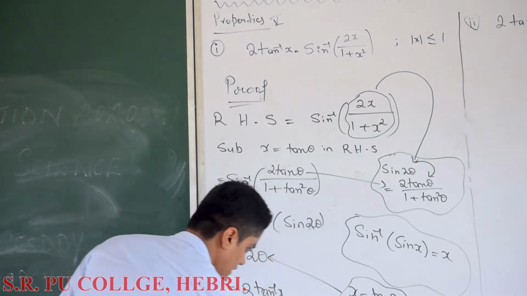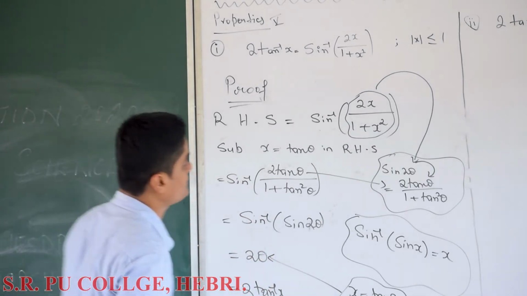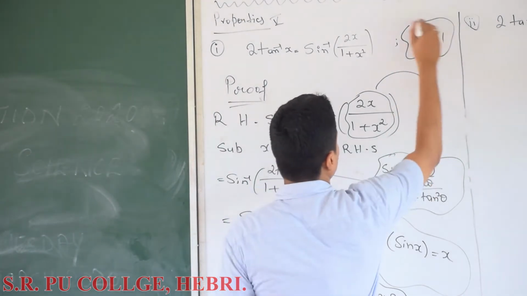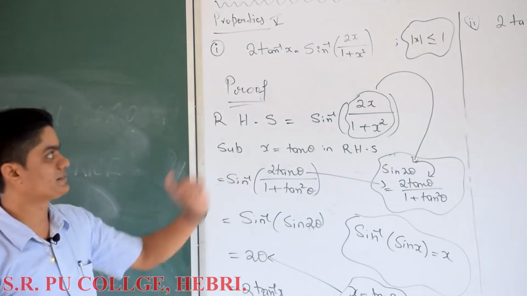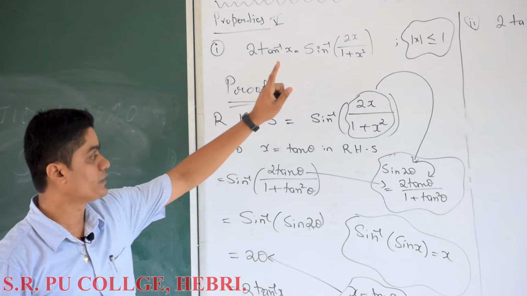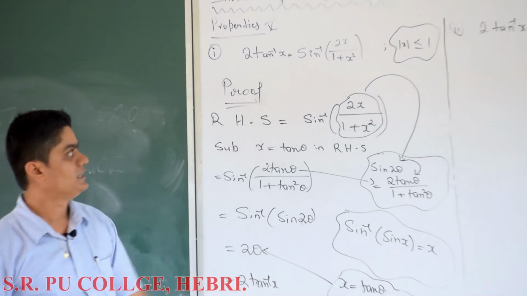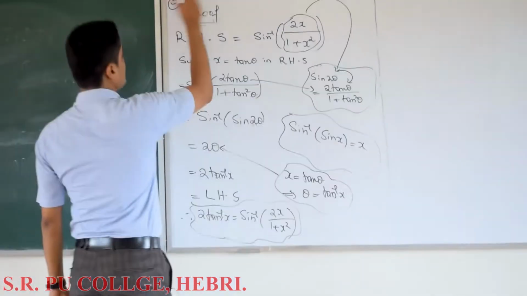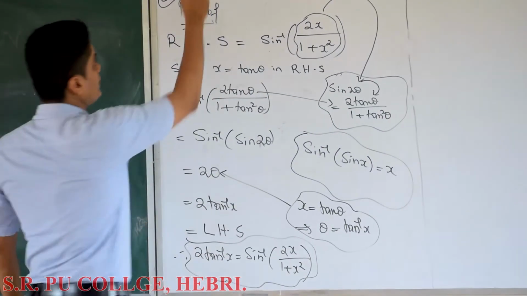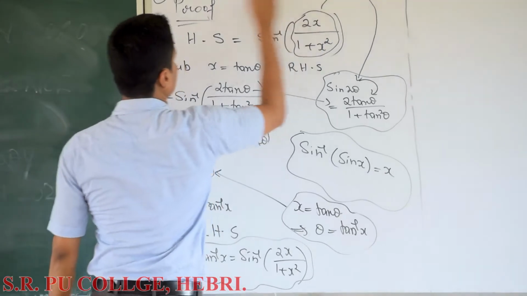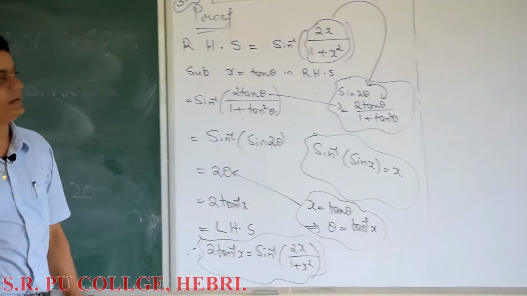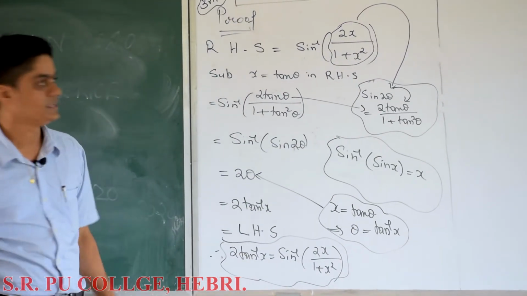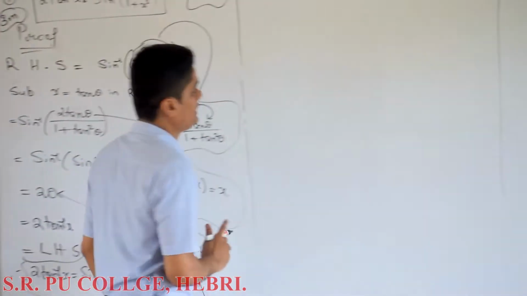Along with this proof and the statement, remember this domain. This will be useful for 1 mark question. Mod x less than or equal to 1. You can use this only if mod x is less than or equal to 1. This proof is important for 3 marks. Understood? Remember the result: 2 tan inverse of x is equal to sin inverse of 2x by 1 plus x square. Yes, next one, almost similar.